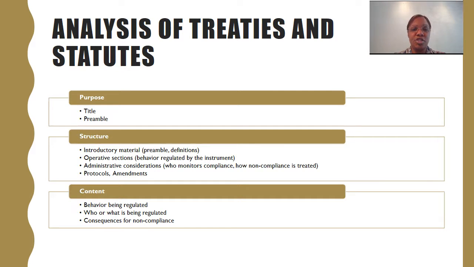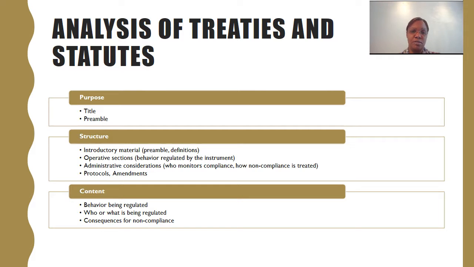I would like to suggest that when you're looking at a treaty or a statute, you take a moment to think about the purpose of the statute, the structure of the statute, and the content of the statute. Those three categories help you to better understand why the statute or the treaty exists, to understand how the treaty is set up, and also to know and understand the content that's inside of the treaty or the statute. This can work, as I note on this slide, for both instruments.